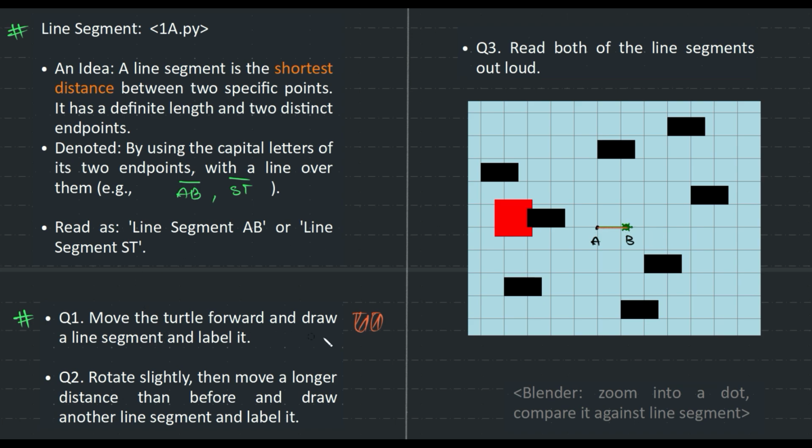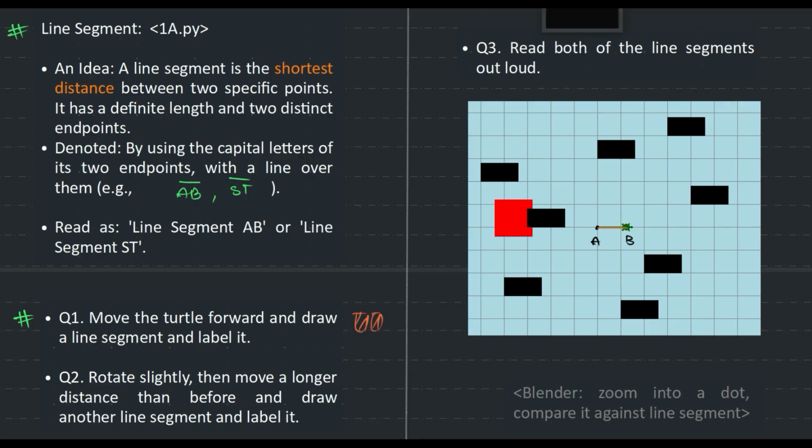So move the turtle forward and draw a line segment and label it. So this is line segment AB. Or if you guys want to change the name, anyways, I can't erase it now. So let's stick to AB. Rotate slightly and then move a longer distance than before and draw another line segment and label it.